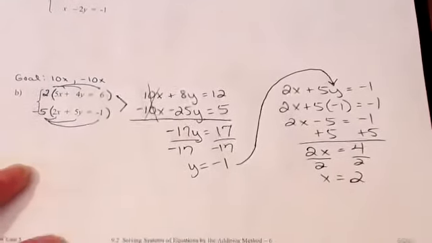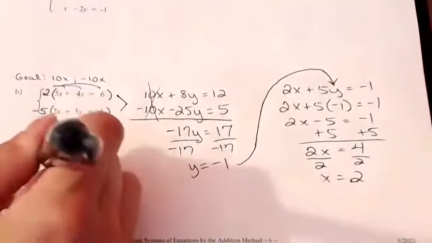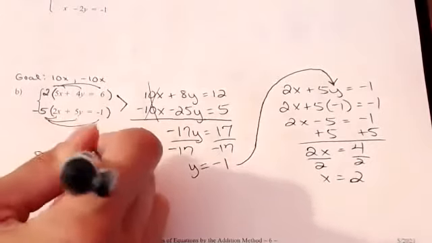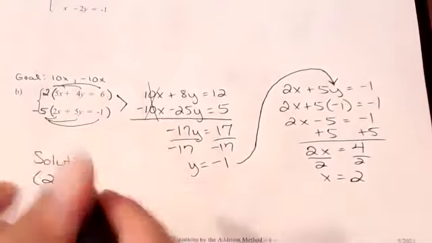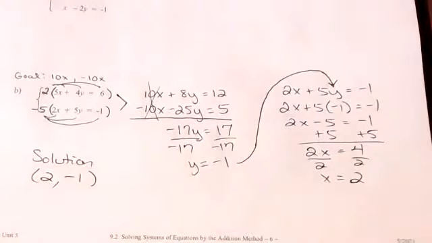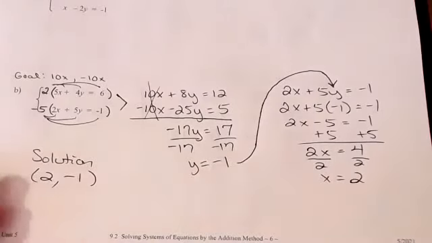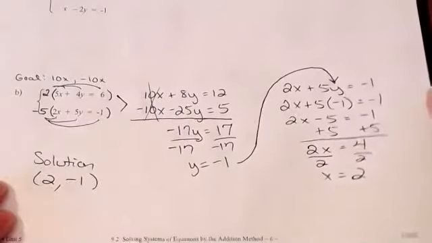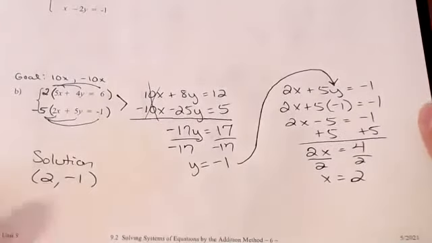So always write down your solution as an ordered pair. So in this case, my solution is 2 comma -1, and you're done. There's elimination. This is a 2 by 2. Okay, so here's elimination. Okay. Technically it's a 2 by 3, but whatever. All right, let's turn the page.